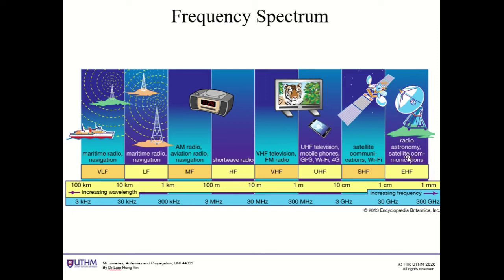All of these bands from 3 kilohertz to 300 gigahertz have their applications. The higher frequency, EHF, extreme high frequency, is used for radio astronomy and satellite communication, and the lower frequency is used for long range communication such as maritime radio and navigation. The middle is used for most of the commercial applications such as broadcasting, cellular, Wi-Fi, and GPS.